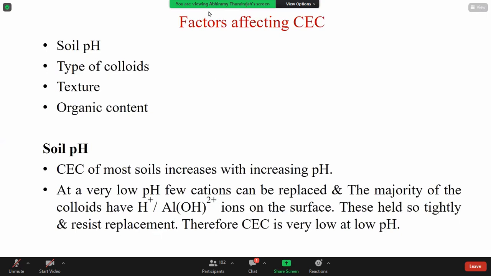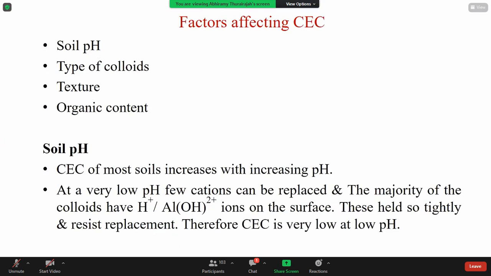What are the factors that may affect the cation exchange capacity? One is soil pH. Soil pH, type of colloids, texture, and the organic content. These four are the main important factors: the soil pH, type of colloids, texture of the soil, and the organic content.